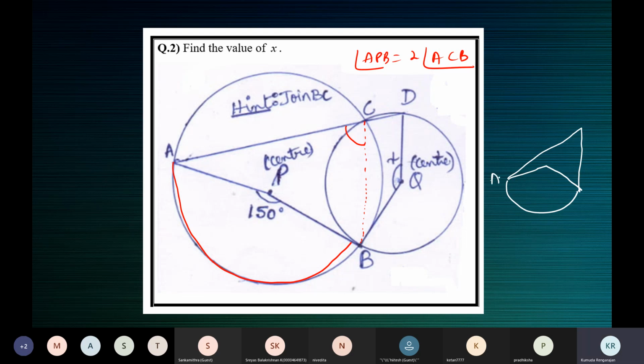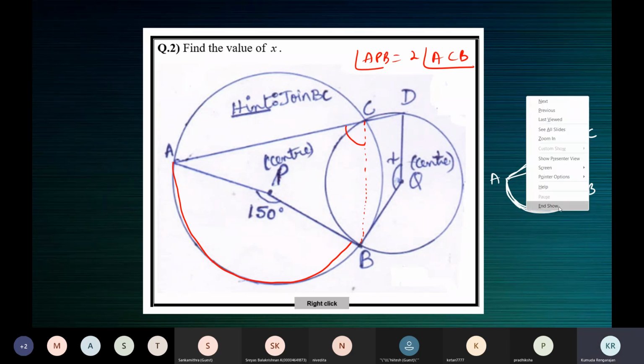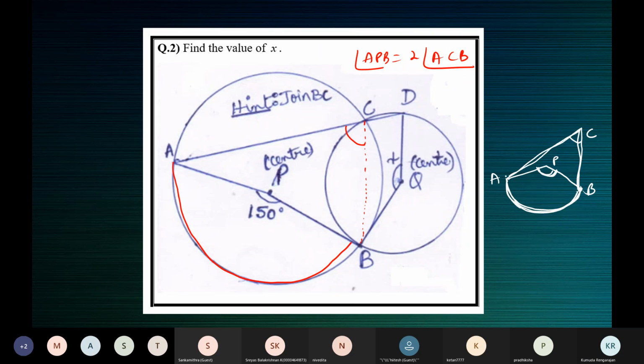Please make out that AB is the arc, P is the center. See, this arc AB makes APB, this angle at the center P. The same arc AB makes this angle ACB at the point C on the remaining part of the circle. Why do we say remaining part of the circle? Because the arc is AB, and C is the point on the remaining part of the circle. See, this is the remaining part of the circle.